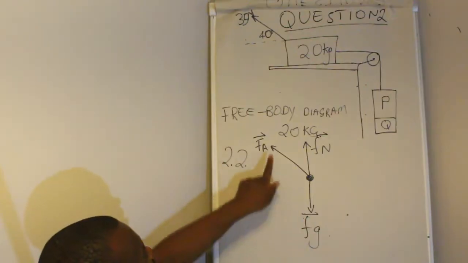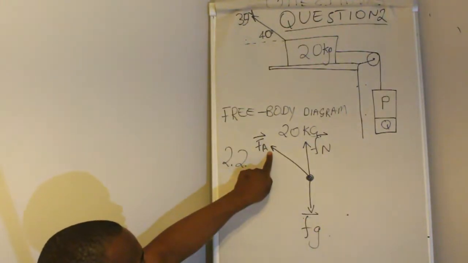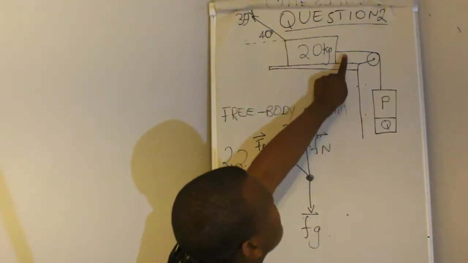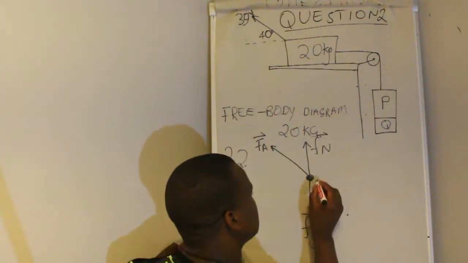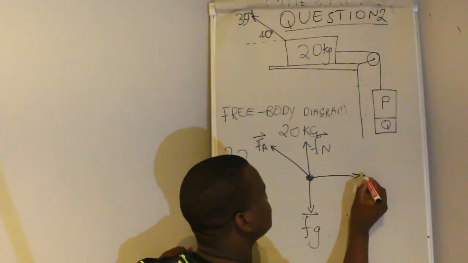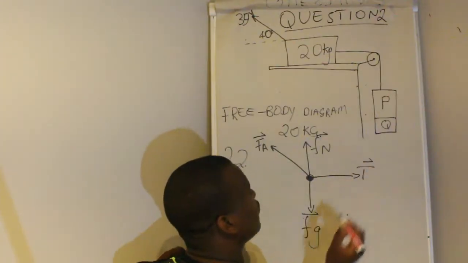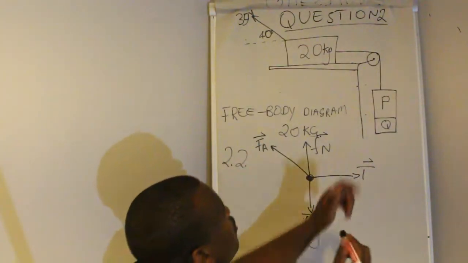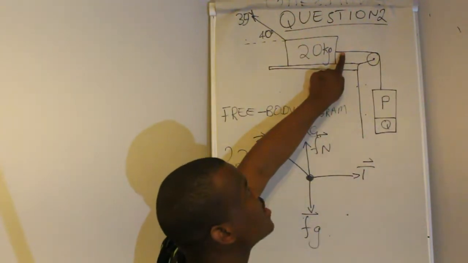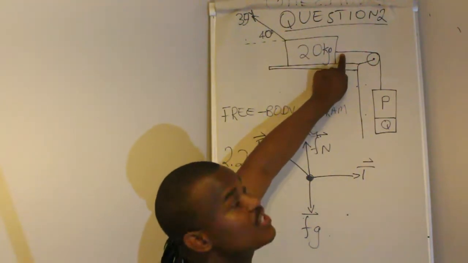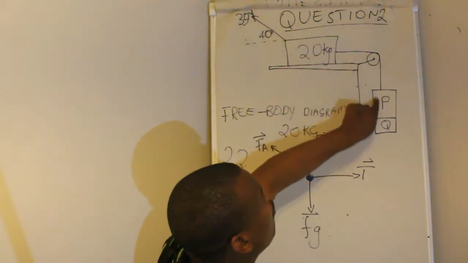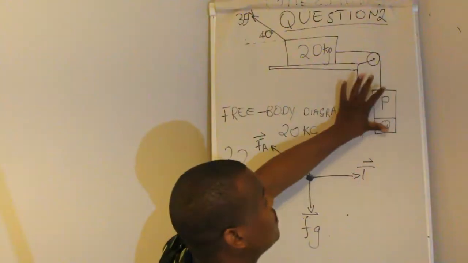So this is the applied force. What is the next one? The next one is the tension force. This is the tension force, which is caused by the rope. This is the force that is caused by that rope, which is pulled by these guys, which are masses P and Q.